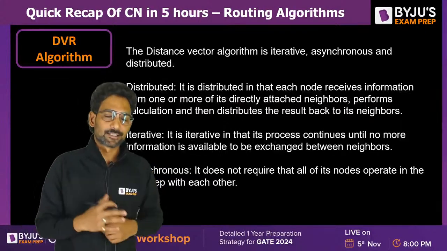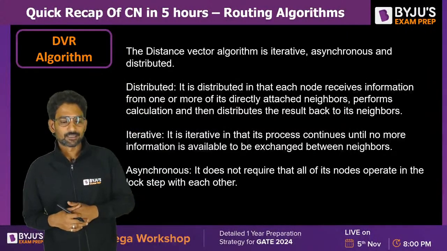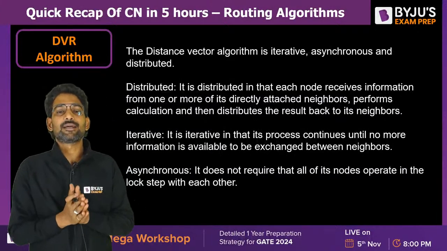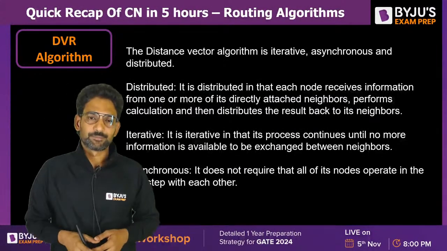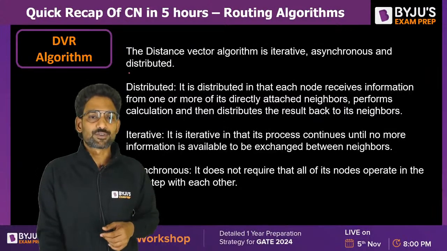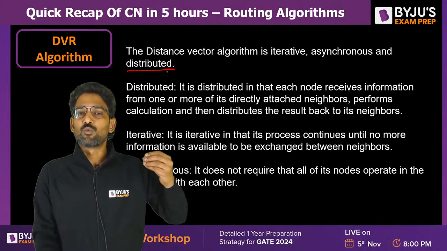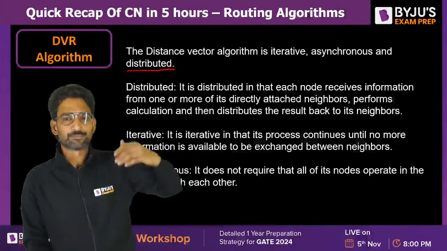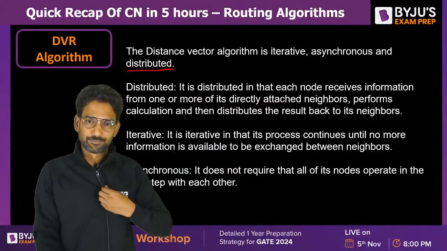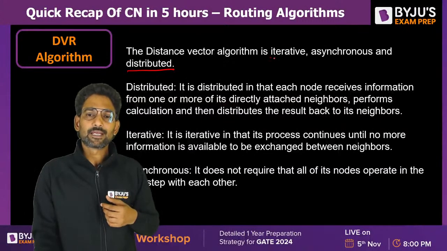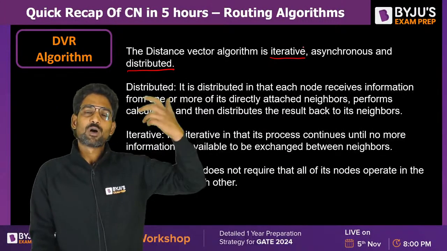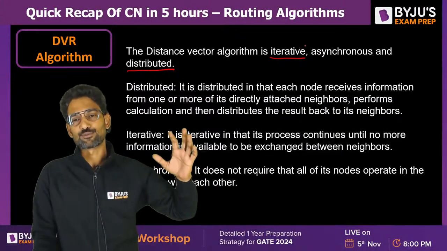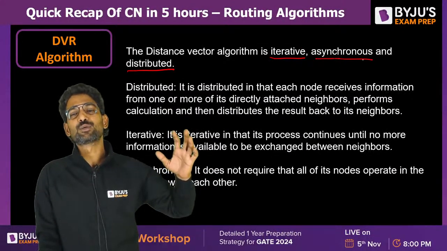Now, let us try to understand this DVR algorithm. DVR, distance vector routing. This is distributed, means one network node will not find the short route from source to destination. It would be a cumulative effort. And iterative means in one attempt, it won't come to a conclusion that this is the shortest route. And it is asynchronous.